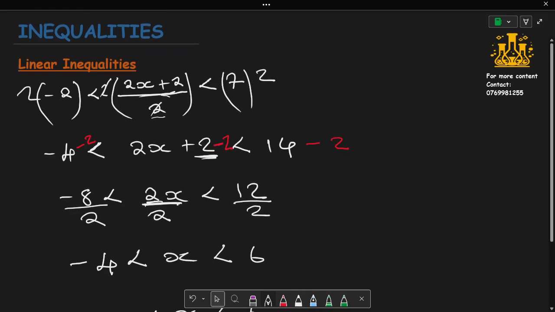So that's how you go about solving inequalities that involve more than one inequality sign. Okay, so we're going to expand on this concept in more videos.